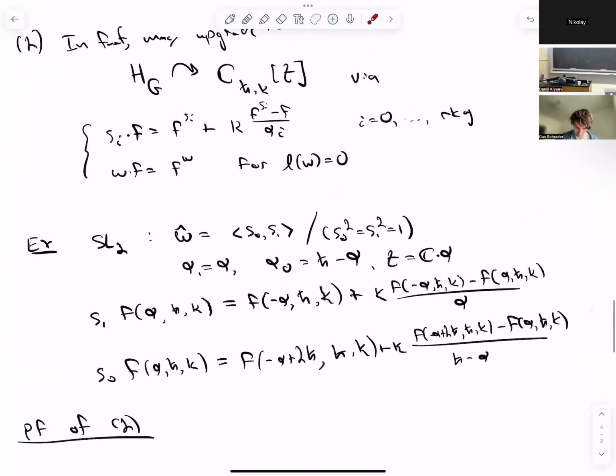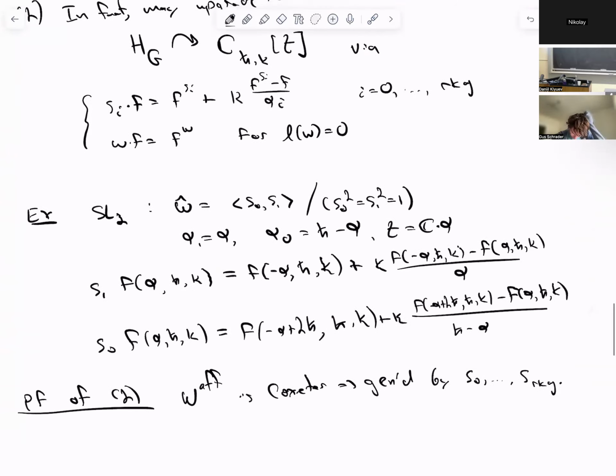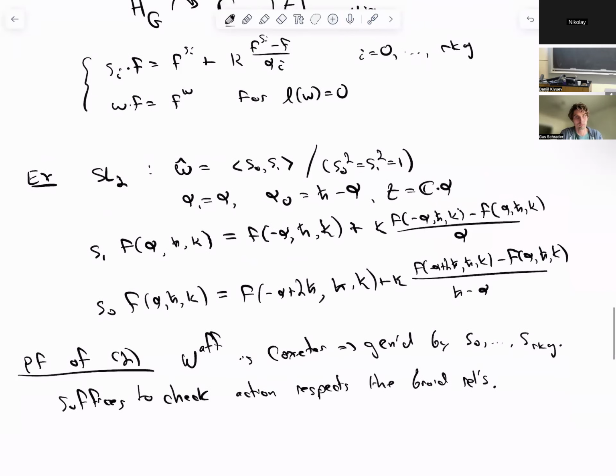So the proof of 2. Again, the strategy is you just assume W affine is Coxeter. So it's generated by simple roots or simple reflections. And then it suffices to check the action respects the braid relations.